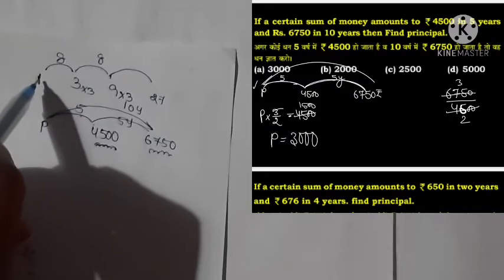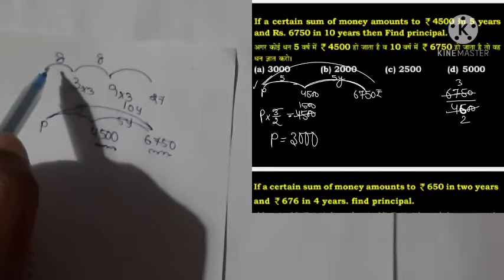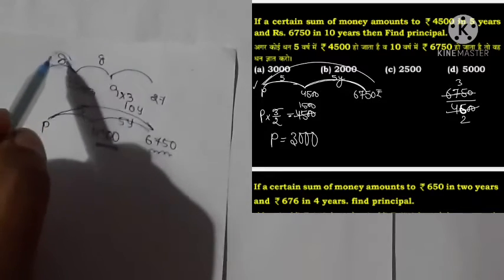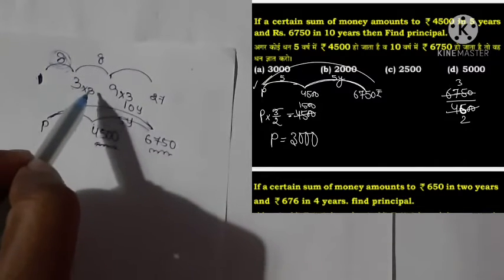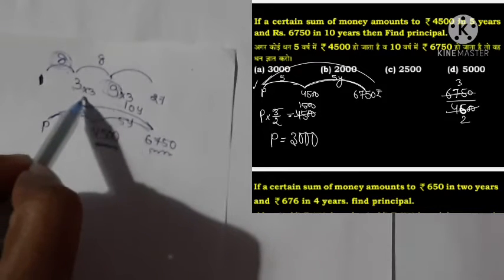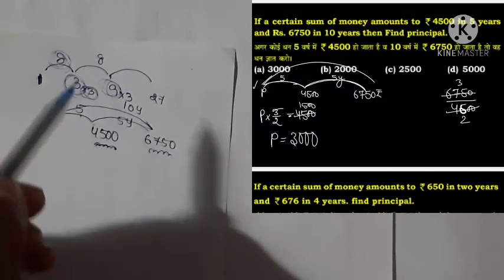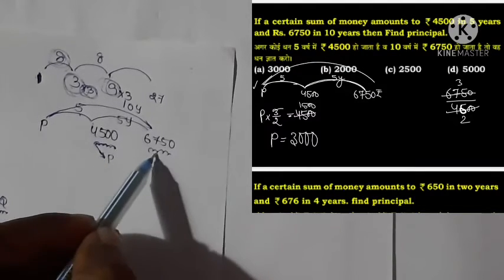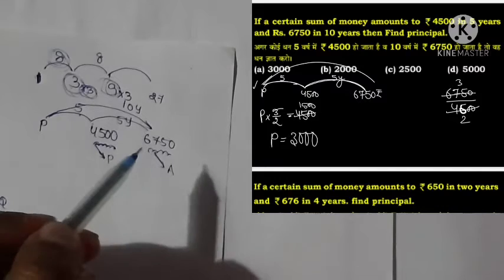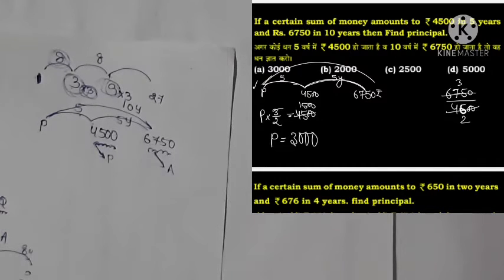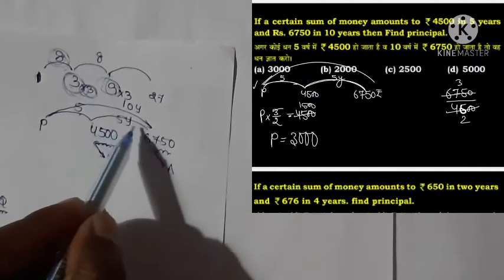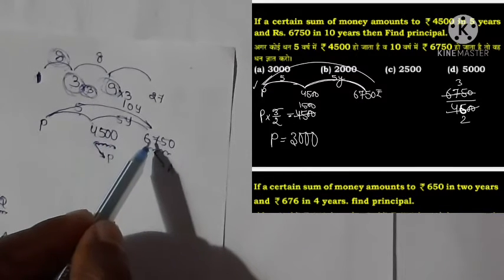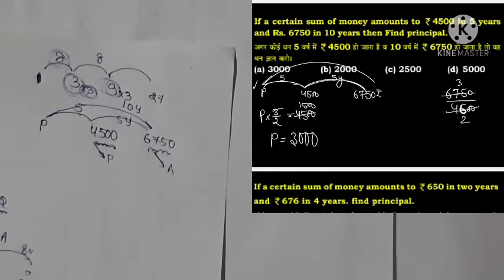Here in the previous problem, the principal becomes 3 times of itself in 8 years. After 8 years the amount is 3 times the principal. Similarly, take this one as the principal, this one as the amount. So after 5 years, 4,500 amounts to 6,750.